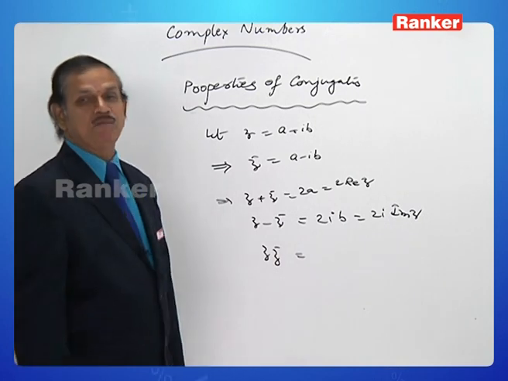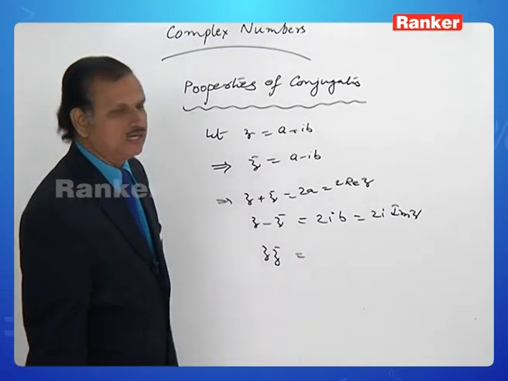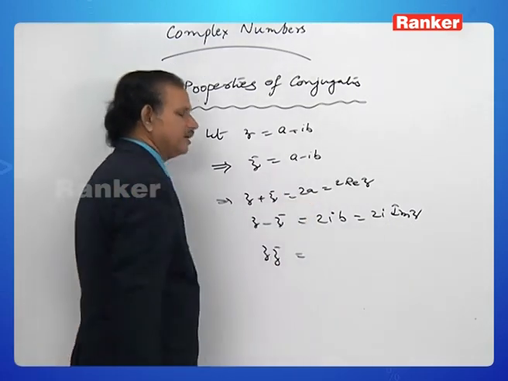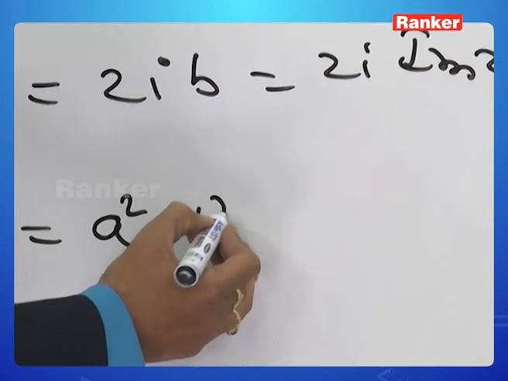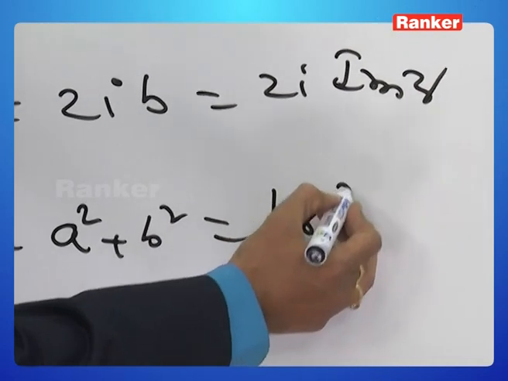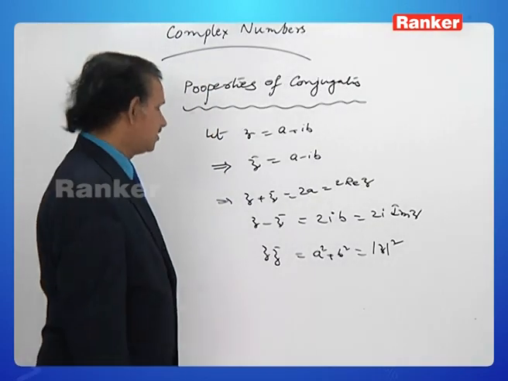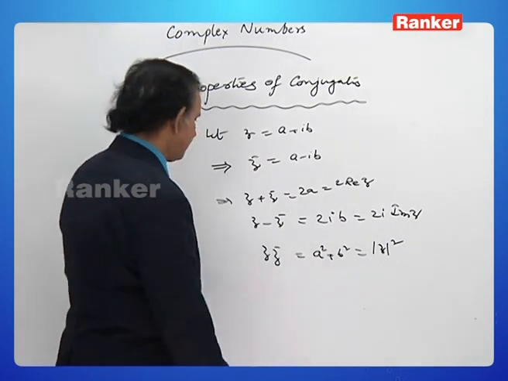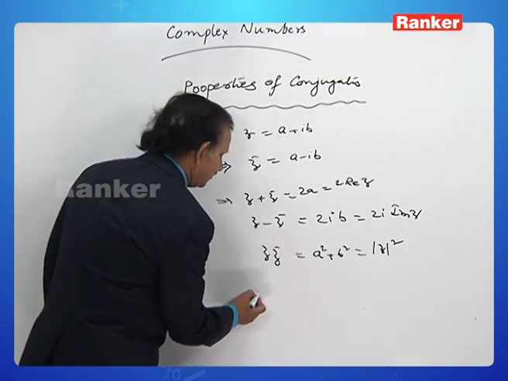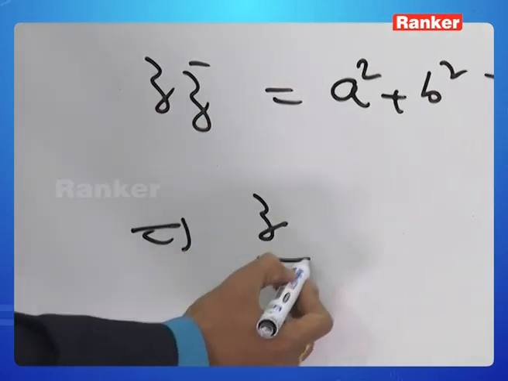What is Z bar? Z bar is (A plus iB) into (A minus iB). What can it be? It is nothing but A square plus B square, and it again can be taken as mod Z square. From this, we can always have Z by Z bar.